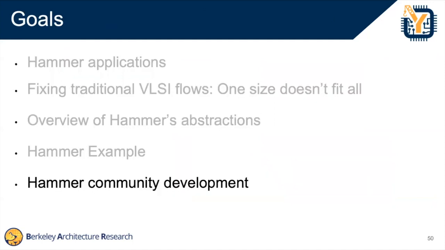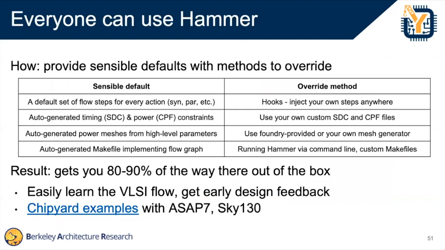Okay, given that example, I want to dive into some of the community that's been building around Hammer. We want to emphasize that everyone can use Hammer. Hammer gives you a lot of sensible defaults and also gives you hooks in order to override them for a particular design or PDK. We have a bunch of sensible defaults for a very typical RTL-to-GDS flow. All of the actions are already defined for you: synthesis, place and route, LVS, DRC, post-synthesis, and post-PNR simulation as well.